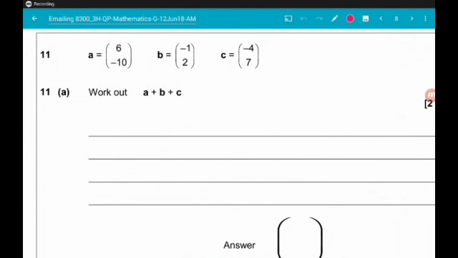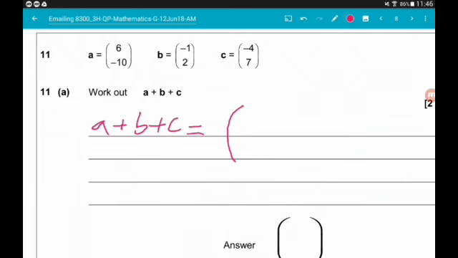Okay, question 11. So we got some column vector fun. I'll put my video down below. So we got these 3 vectors, A, B and C. And part A wants us to work out A plus B plus C. So, when we are adding column vectors, we simply add the corresponding parts of the vectors.